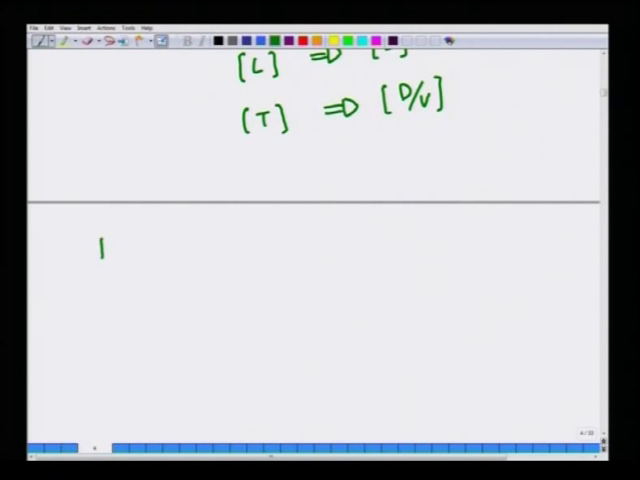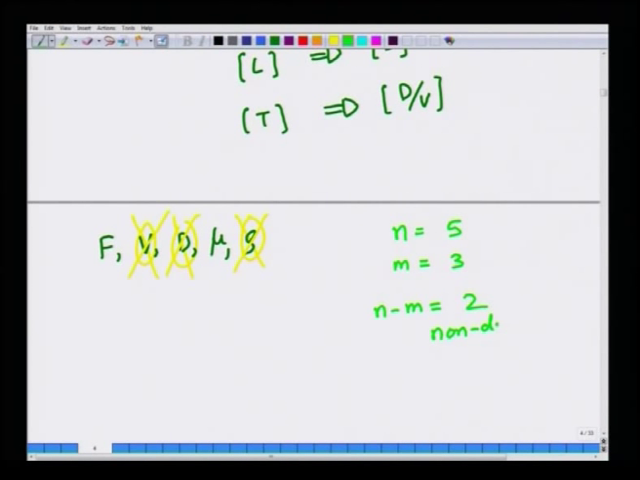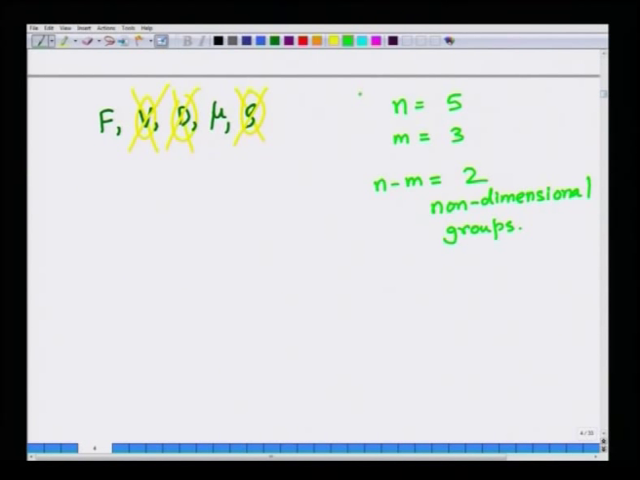Remember we had a total of 6 variables, f, v, d, mu, rho, and we have already chosen v, d and rho as repeating variables. So, n is 5 variables and you had 3 fundamental dimensions. So, the pi theorem says that there must be 2 non dimensional groups, n minus m is 2. The 2 non dimensional groups must be obtained by non dimensionalizing f and mu.